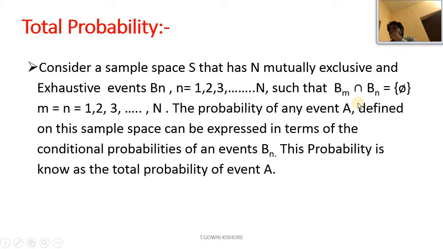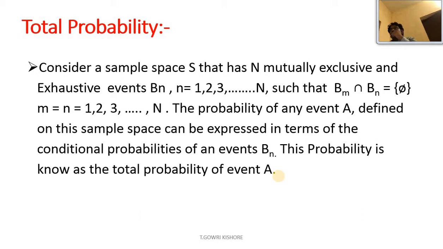The probability of any event A defined on this sample space can be expressed in terms of the conditional probabilities of an event Bn. This probability is known as total probability of event A. So total probability can be understood with the help of some examples.